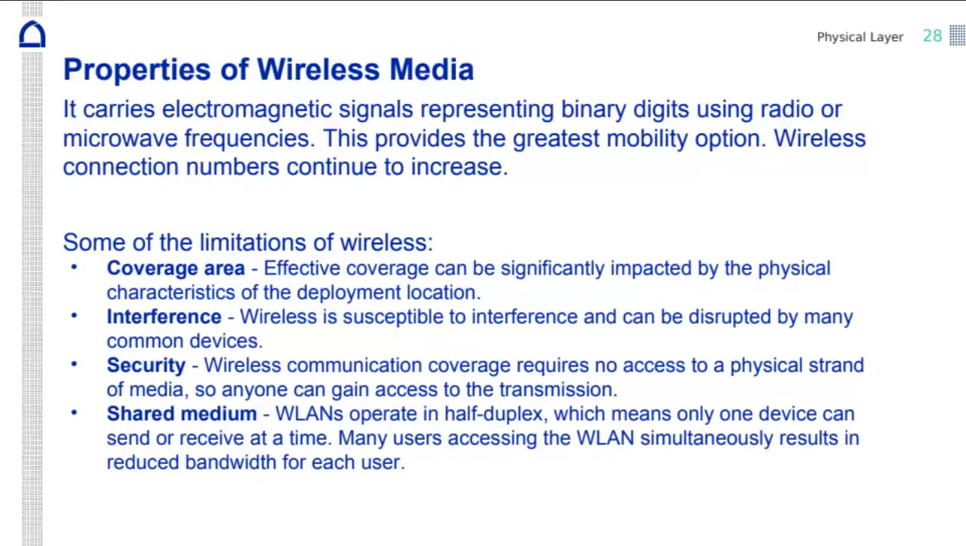But the problem with wireless is the coverage area is smaller. Interference, because it's open, you could have problems with interference. Security also, some people might try to attack your signal or access your network. Also, it is a shared medium. So the wireless LAN operates in half duplex. Either you transmit or you receive. So it is less bandwidth.